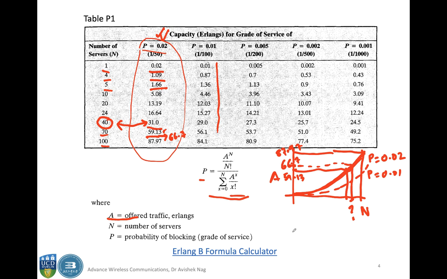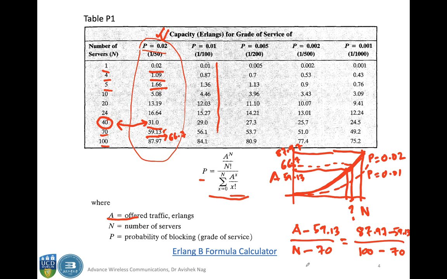You can do it like this. So a minus 59.13 divided by n minus 70. For 59.13 the value of n is 70, and then you can do 87.97 minus 59.13 divided by 100 minus 70, since for 87.97 the corresponding value of n is 100. So from this linear extrapolation formula you can find an equation involving a and n.